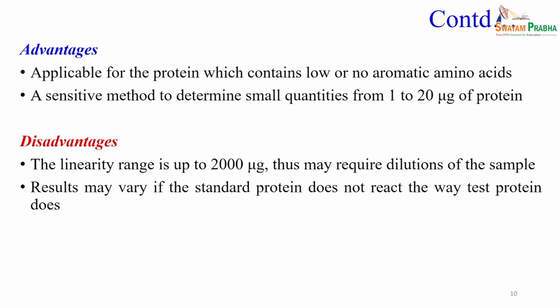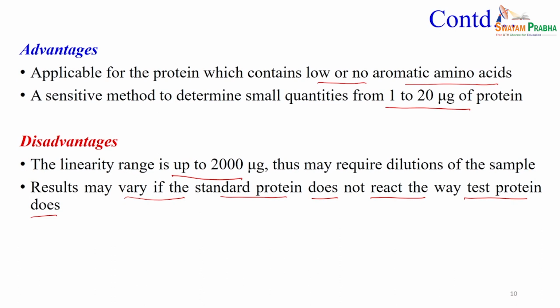The merits include that it is applicable for proteins which contain low or no aromatic amino acids, because it also binds to the basic amino acids, and its sensitivity lies in the range of 1 to 20 micrograms of protein, as it directly interacts with the protein molecules. It has some demerits: its linearity range is only up to 2000 micrograms, so it requires dilution of the samples. Also, the results may vary if the standard protein does not react the way a test protein does.